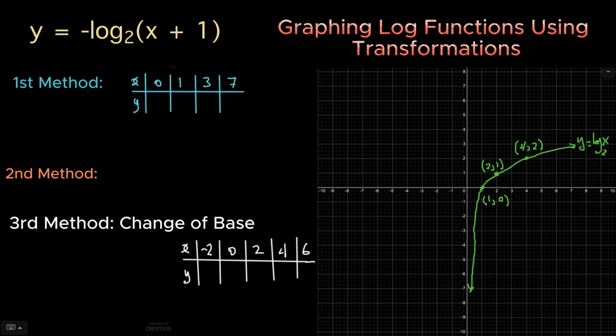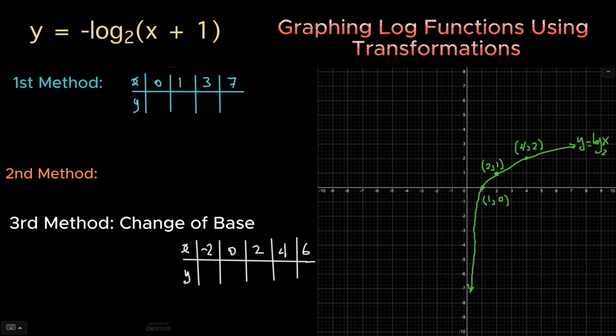I'm showing you right now the parent graph of y equals log base 2 of x. Make sure you remember these points on the graph. Also, you need to remember that log graphs have vertical asymptotes, and that's the y-axis, which is x equals 0.